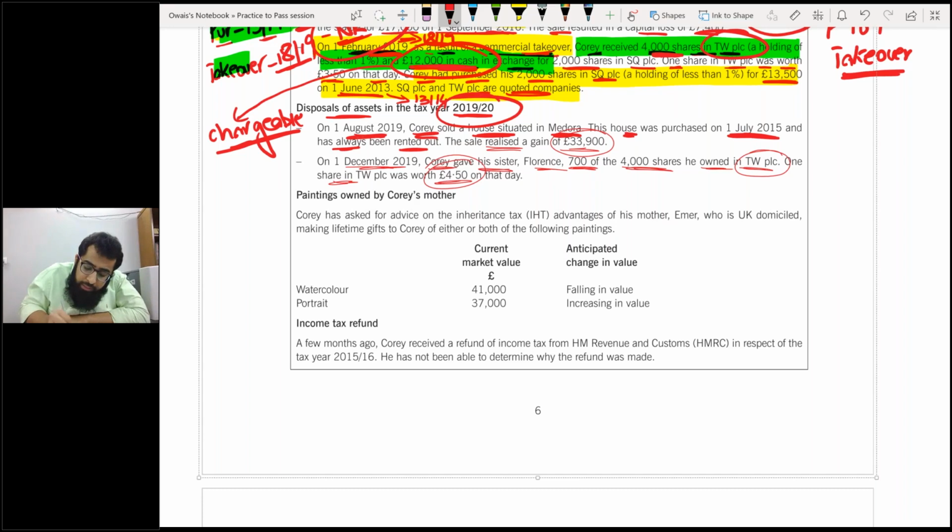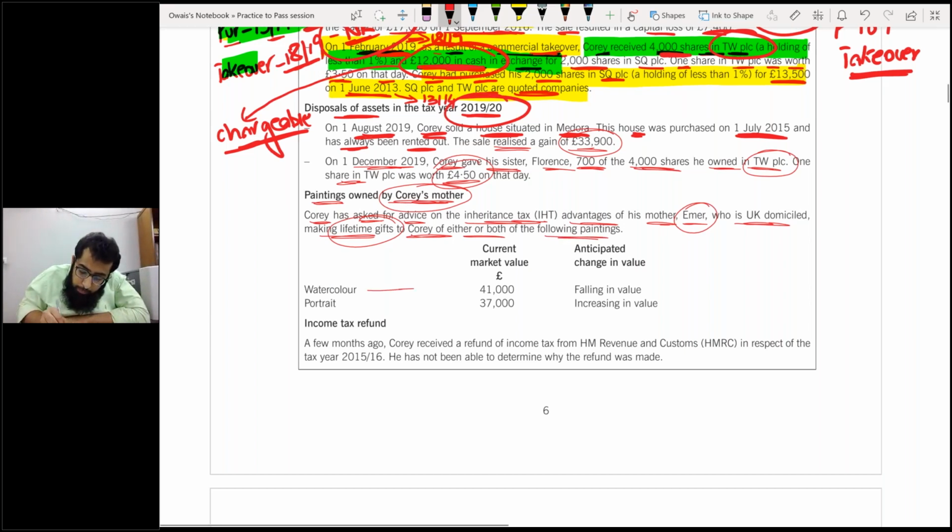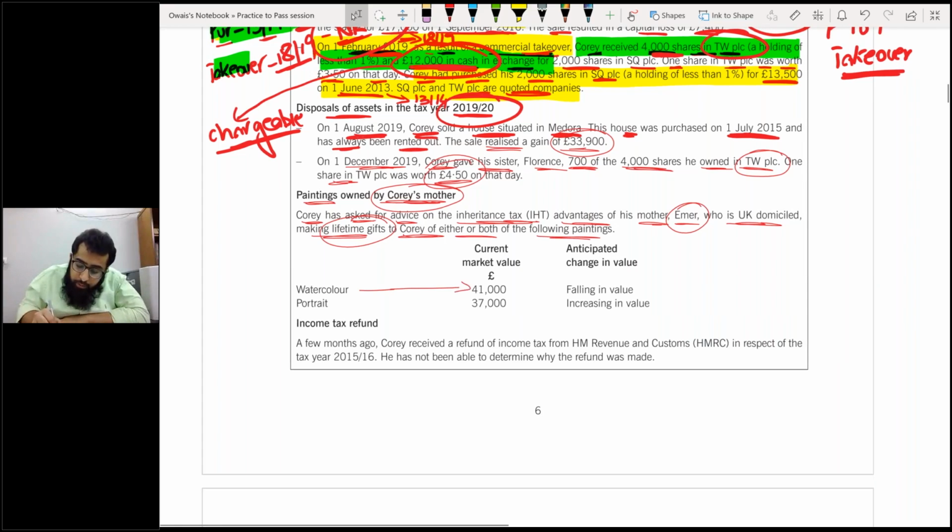Okay, now paintings owned by Corey's mother. Corey is asked for advice on the inheritance tax advantages for his mother, Amber, who is UK domiciled, of making lifetime gifts to Corey of either or both of the following paintings: a watercolor and a portrait. The current market value. What is the anticipated change in value? Falling value. And this is increasing value.